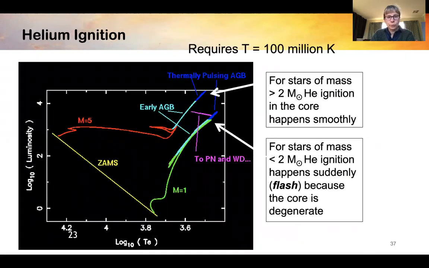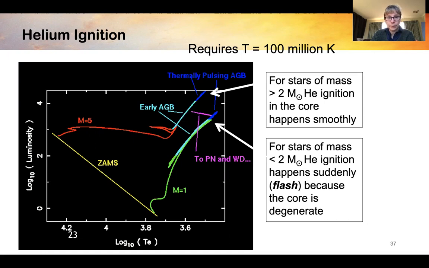Okay, so moving on, we've reached the tip of the red giant branch phase now. This is for stars less than 2 solar masses. We have an electron degenerate inert helium core that reaches temperatures of 100 million degrees Kelvin, and helium reactions, the triple alpha reactions, are ignited. Because of electron degeneracy, the core ignites. It goes through a thermonuclear instability.